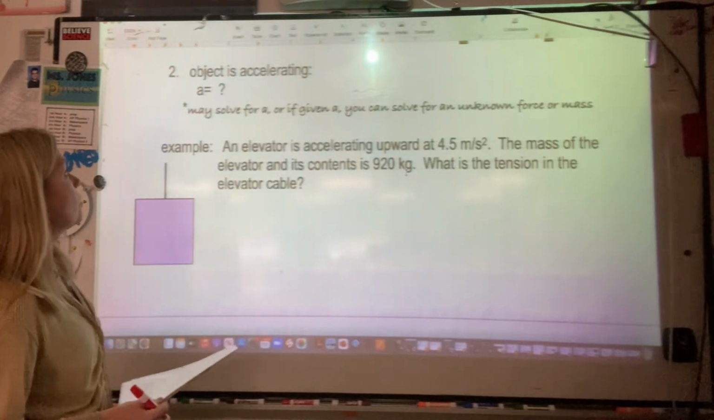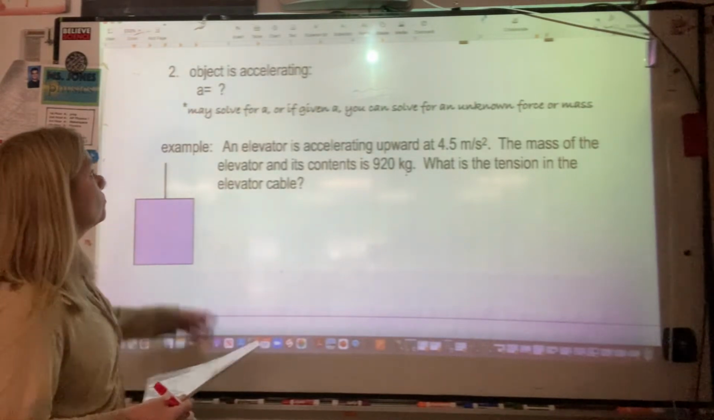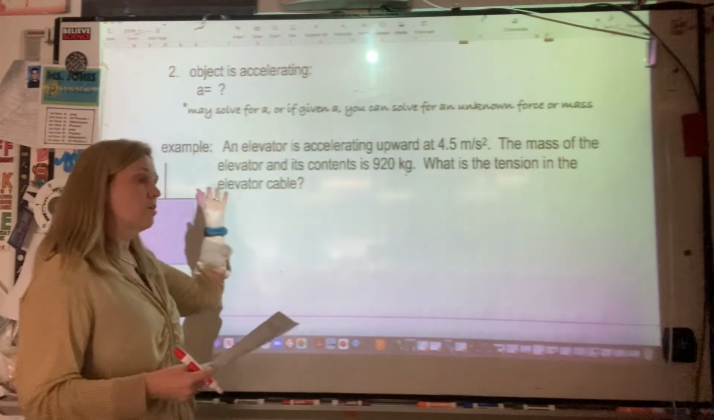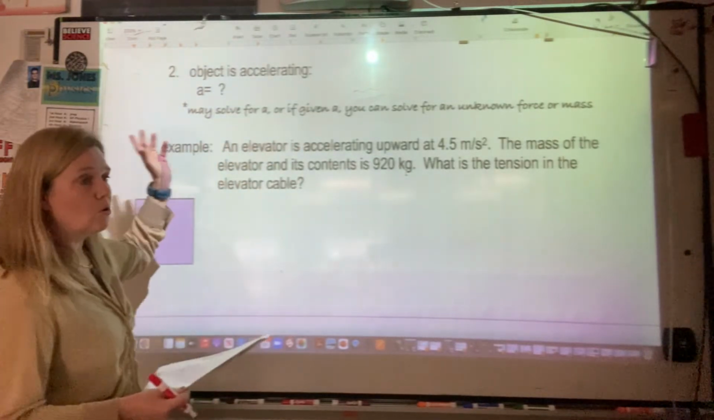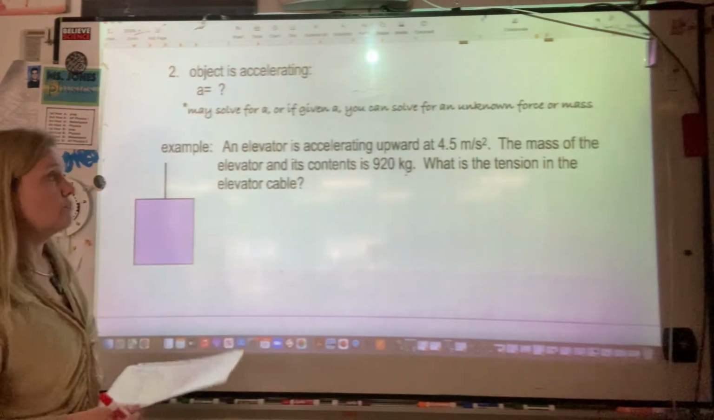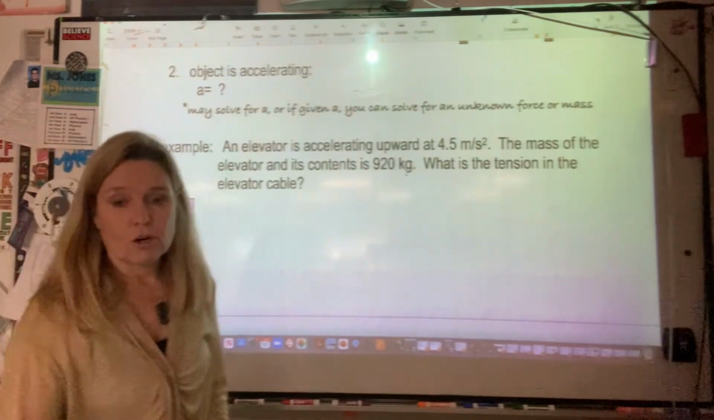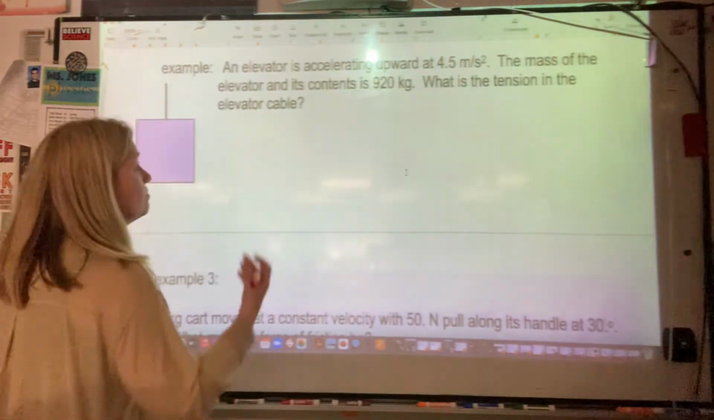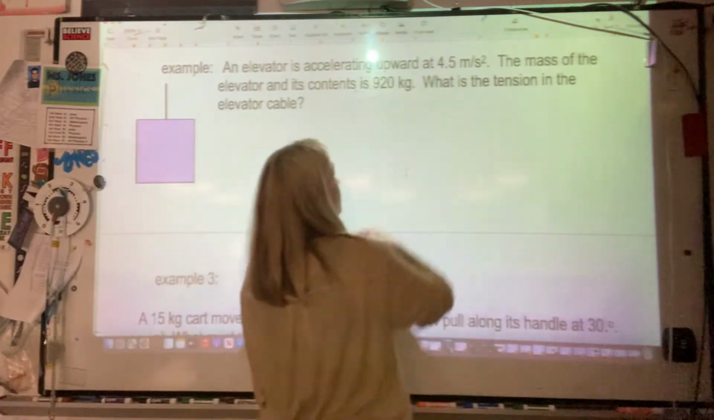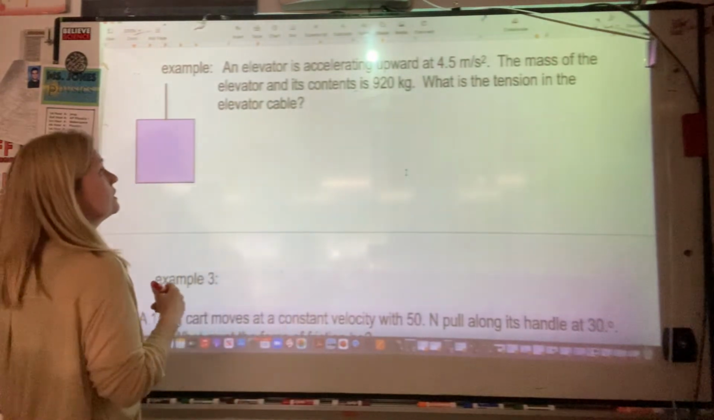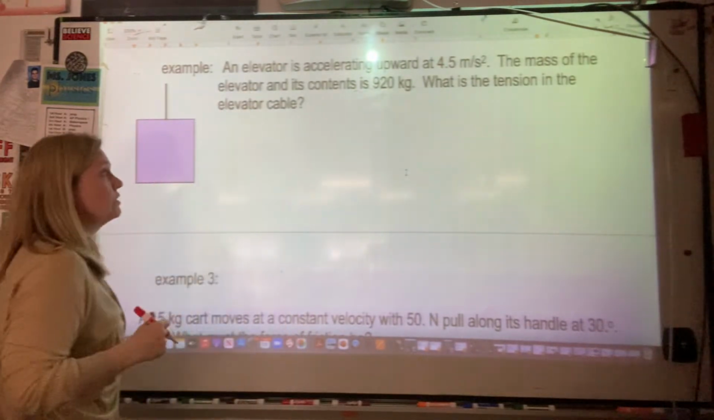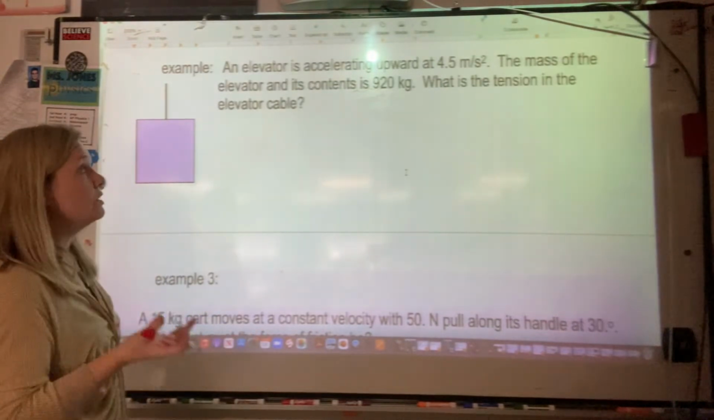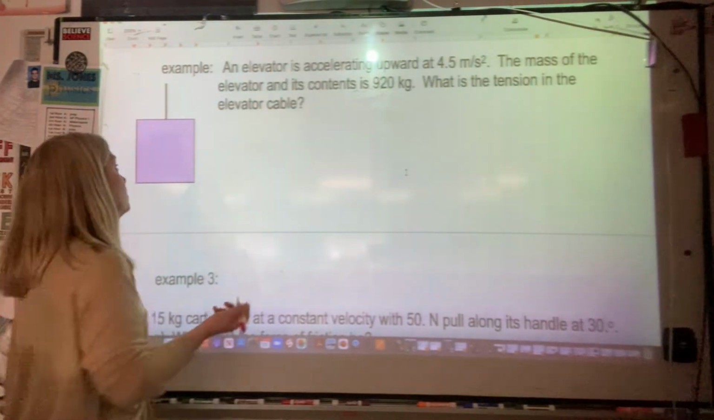We sometimes are given the acceleration. We could solve for missing forces, or if we know all the forces, then we can solve for an acceleration. Either way. So let's look at this example here. We have an elevator, and in this case, I give you the acceleration. And I give you the mass of the elevator's contents. That means we know another force. And I want to know what is the tension in the elevator cable.